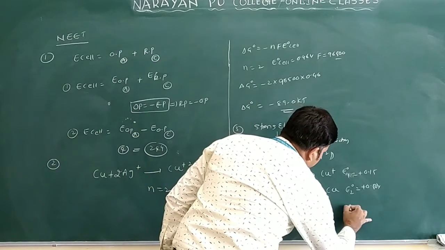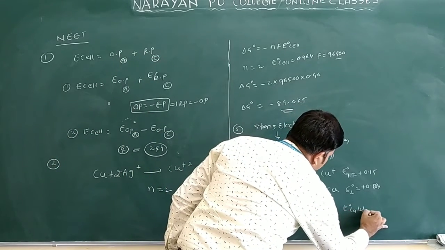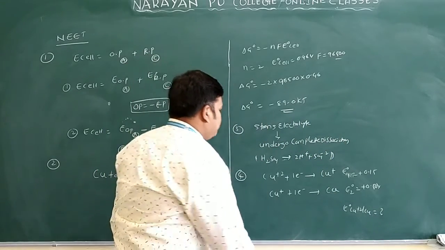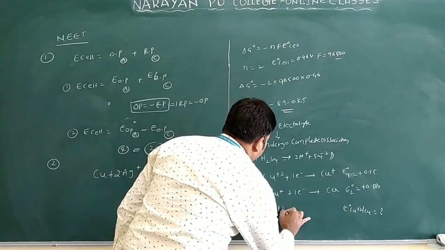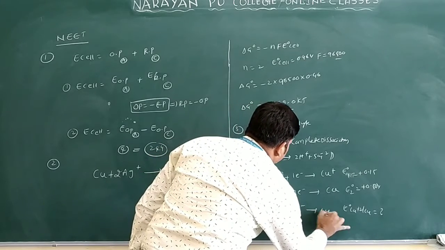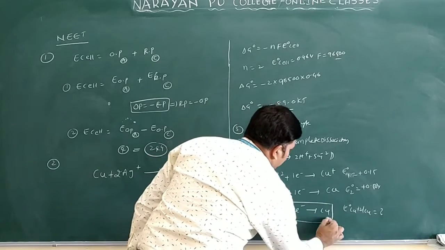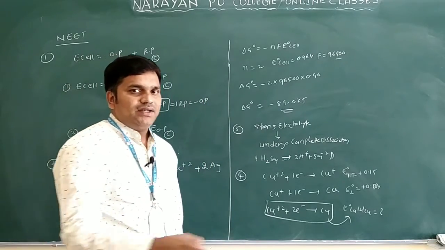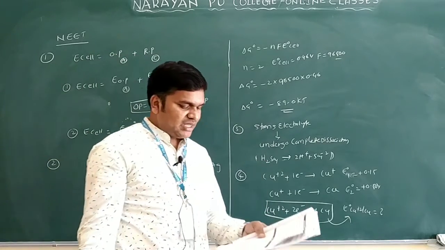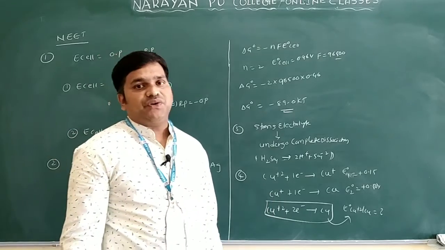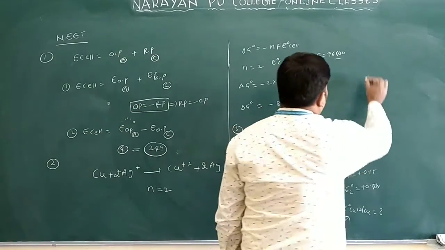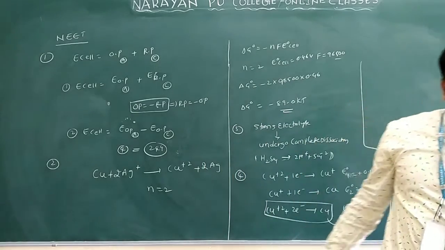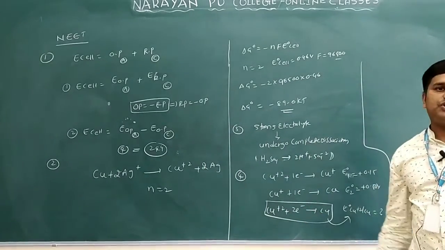What value do they ask here? E0 of Cu2+ to Cu. If you write the equation Cu2+ converted into Cu, what is the E0 cell? The same question was already discussed. The answer is 0.325 volts. Again, I have explained the same question. So how will you find the cell potential if they give two or more cells?